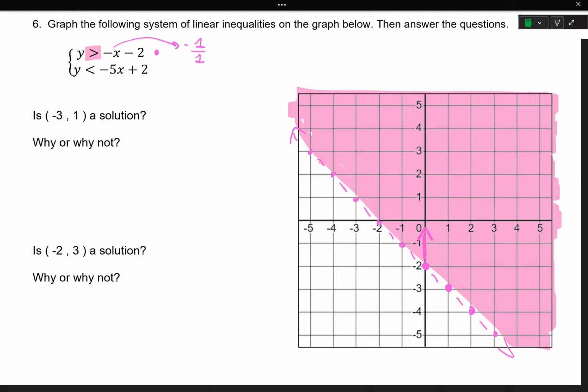Okay, second one. Let's do that in blue. This one starts at +2. Our slope is -5, which is -5 over 1. So we're going to go down 1, 2, 3, 4, 5 to the right one. All right, so we have a less than symbol, which means we'll be connecting it with a dashed line.